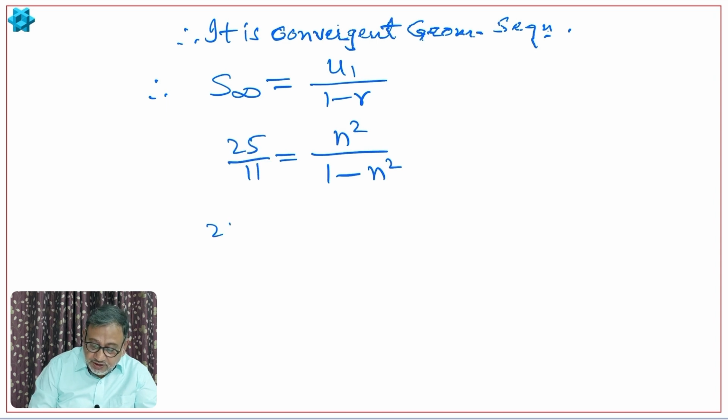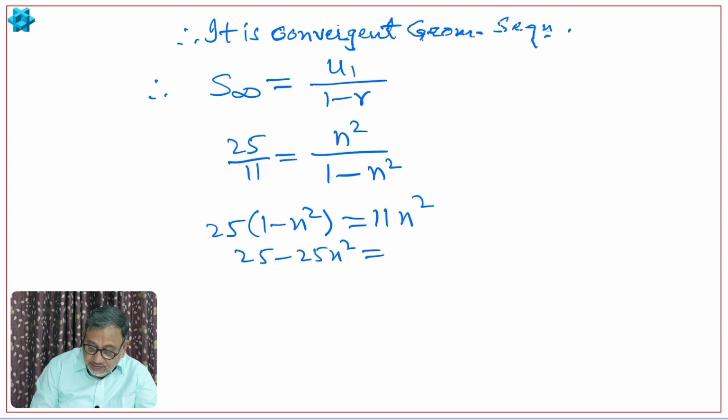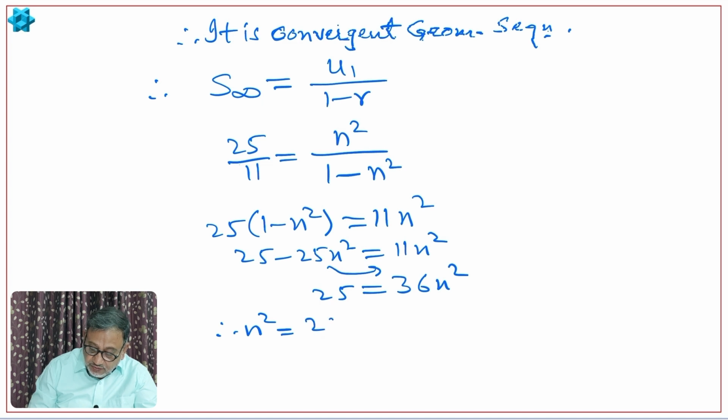Now I'll cross multiply, so 25 into 1 minus n square is 11 n square, open the bracket, 25 minus 25 n square is 11 n square, bring 25 here, so it will be 36 n square is 25. So therefore n square is 25 over 36.